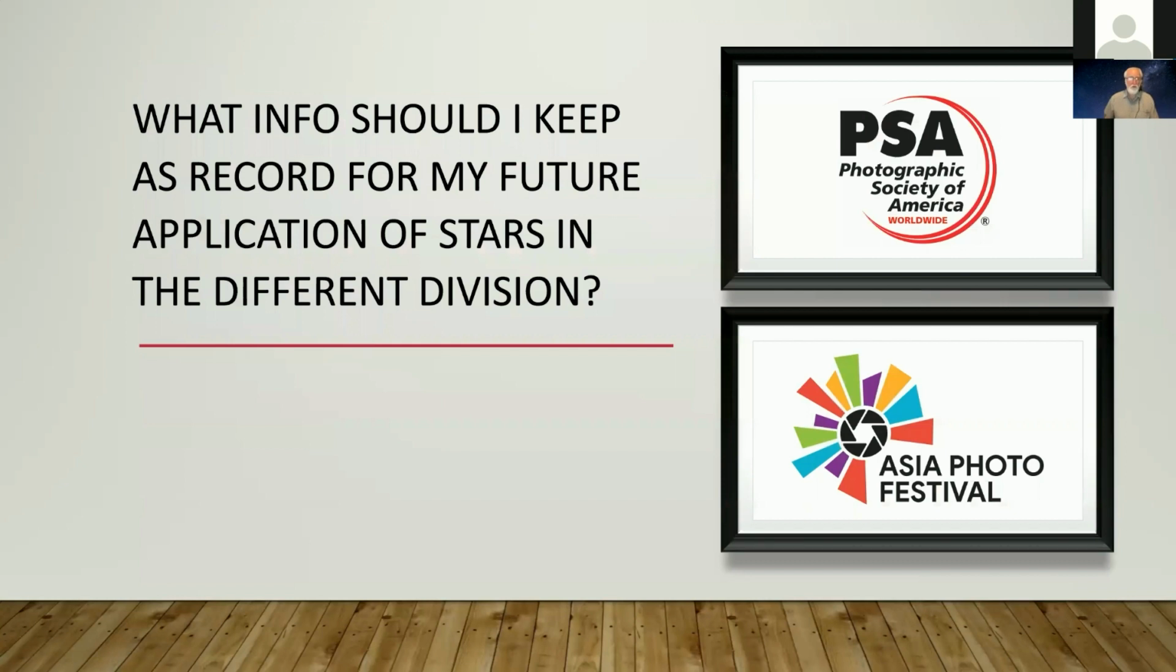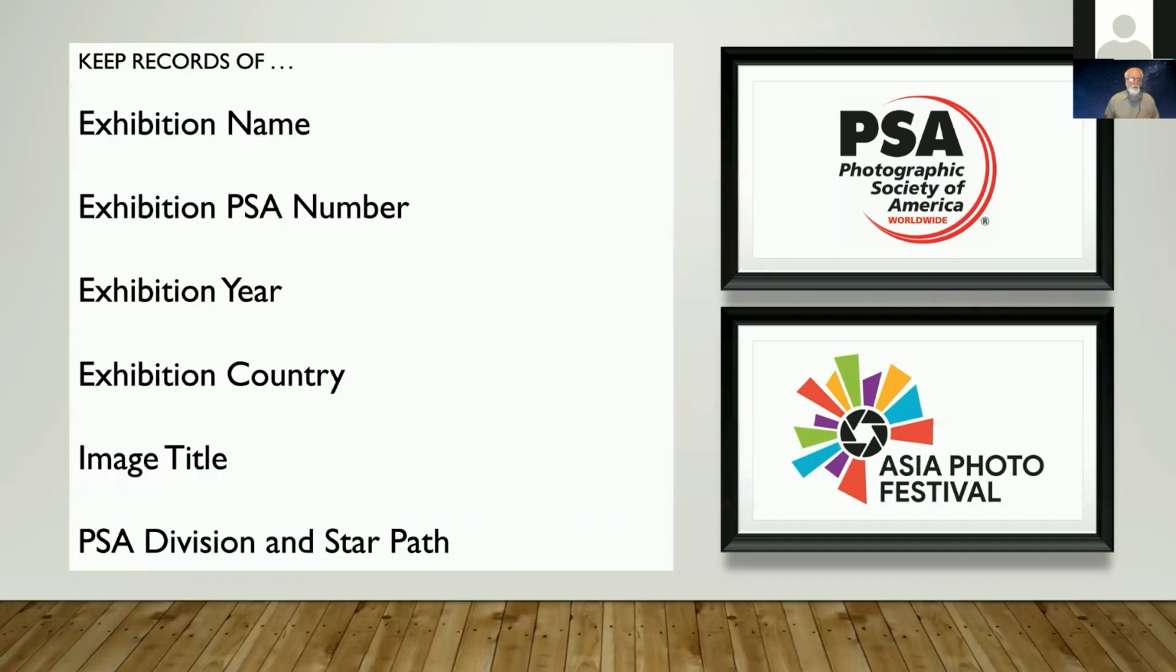It's very important when you start entering exhibitions that you keep accurate records. If you don't keep accurate records, you don't have the information that you need to go on your star applications. And this is the information that you must record for all of your exhibitions. And the easiest way to do this is on a spreadsheet, which I'll explain in a moment.